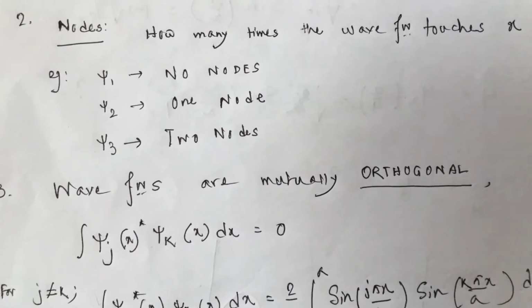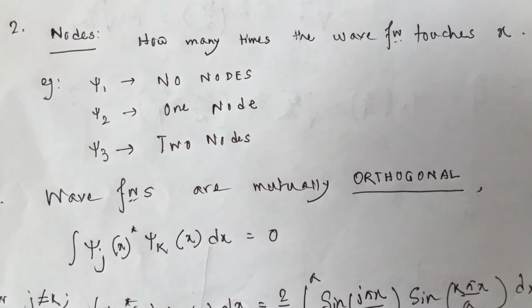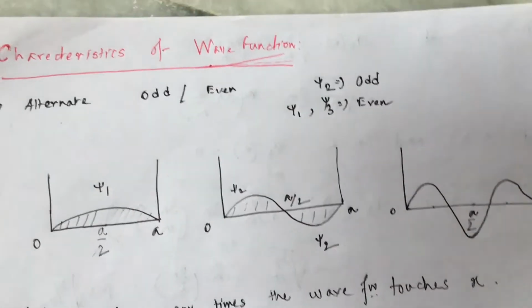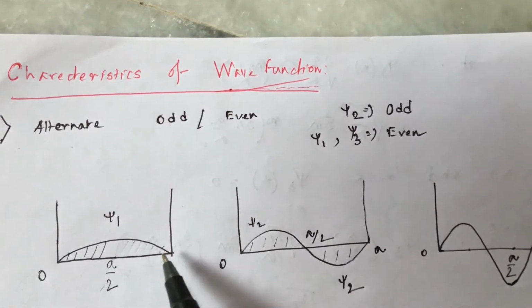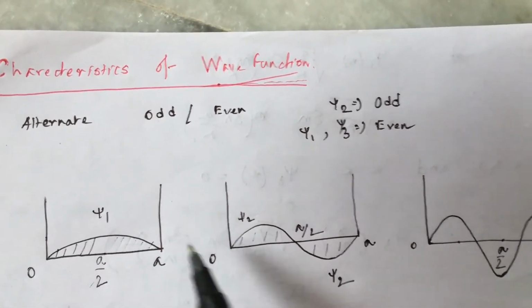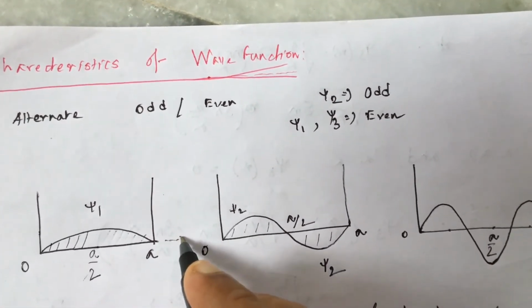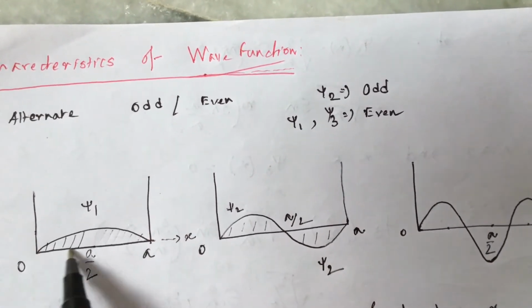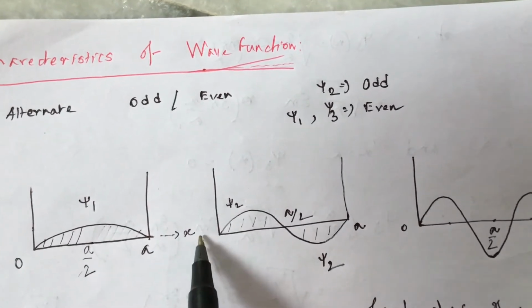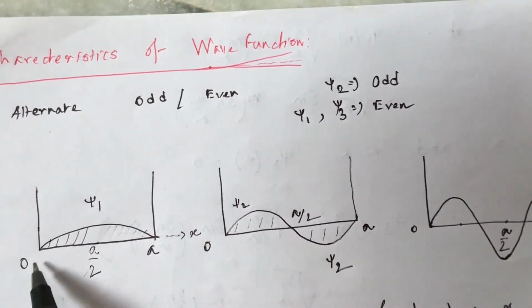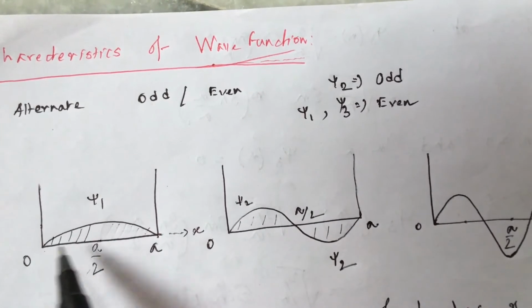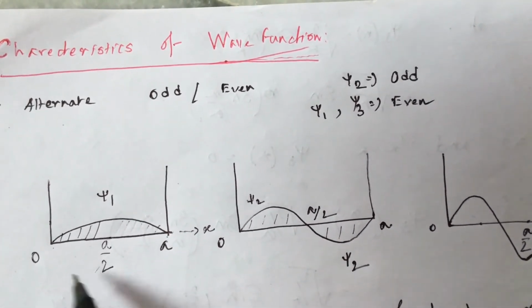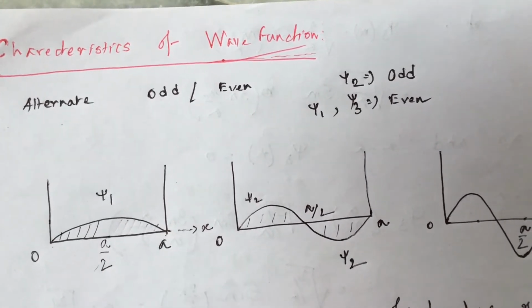Now the next characteristic is how many nodes are there. By nodes, I mean how many times the wave function touches this x-axis. This is my x-axis. I have coincided the x-axis with this floor of the box. I am not considering these 2 points, x equal to 0 and x equal to a, because my boundary condition says that here the wave function is 0.